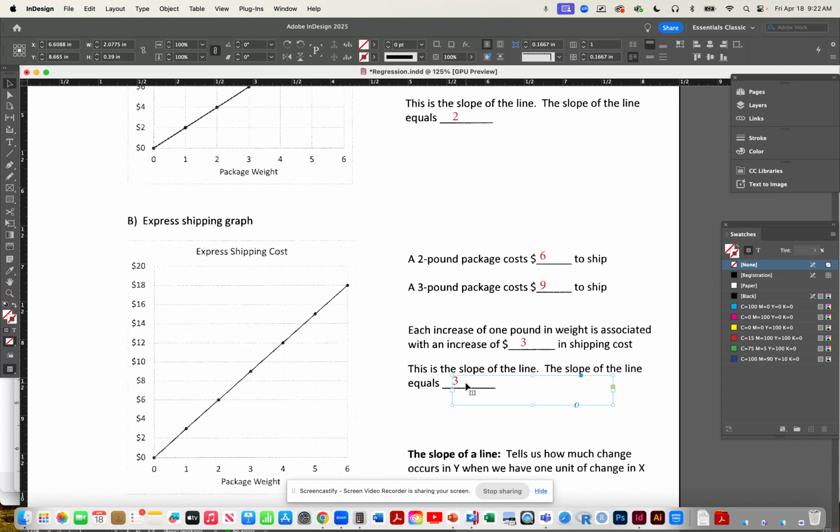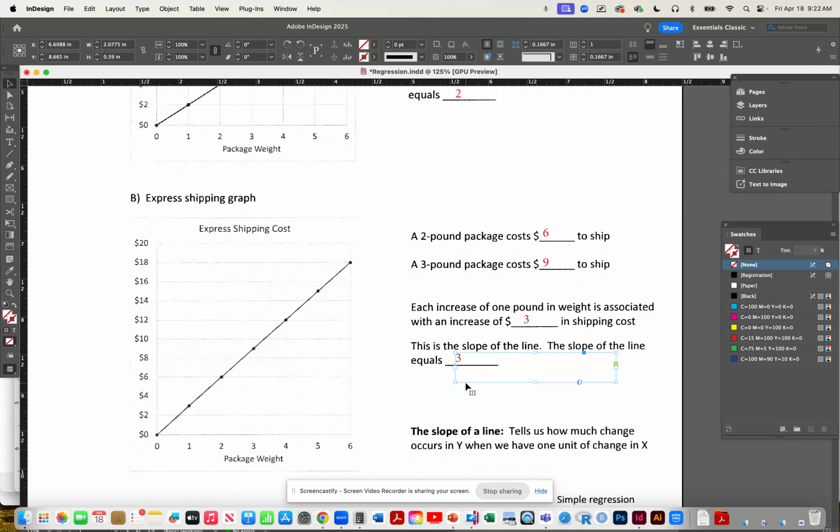So in review, the slope of a line tells us how much change occurs in y when we have 1 unit of change in x. That's really important to remember. The slope tells us how much change occurs in y for every 1 unit of change in x. And so that concludes our junior high review. So let's go back to statistics.